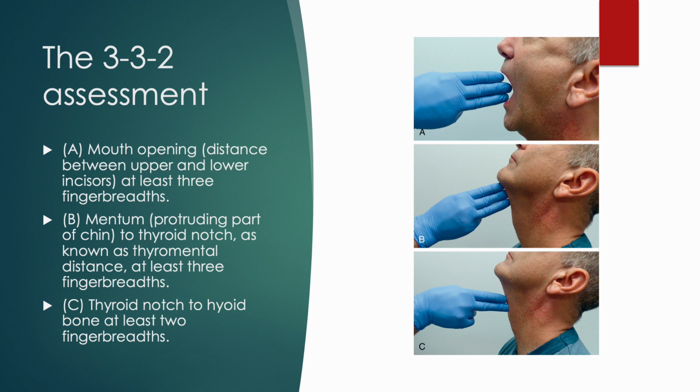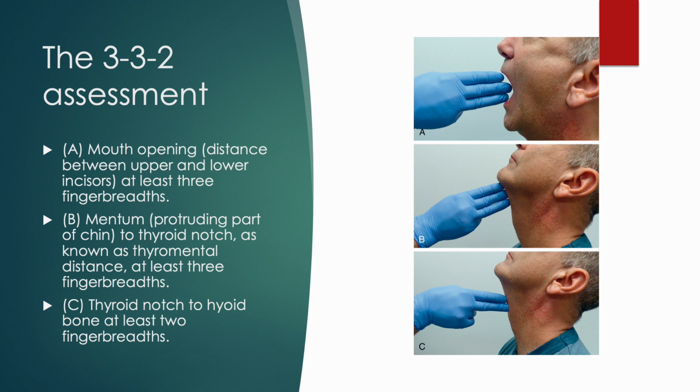The 3-3-2 assessment. So this is a bedside evaluation. You want to look at mouth opening greater than or equal to 3 finger breadths, your thyromental distance, and the distance from the thyroid notch to the hyoid bone. That's your 2. This is a very quick and effective way to identify patients who are at risk for difficult intubation. So if you have a poor Mallampati score, you can do the full 3-3-2. You can normally, with a look test, see who has a short thyromental distance.